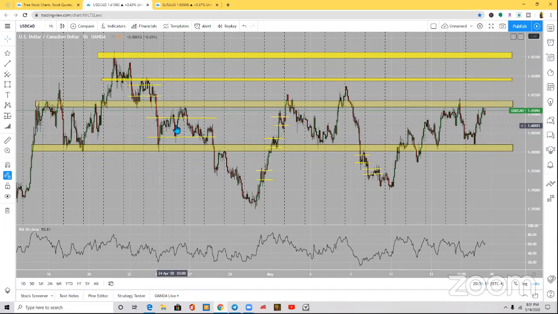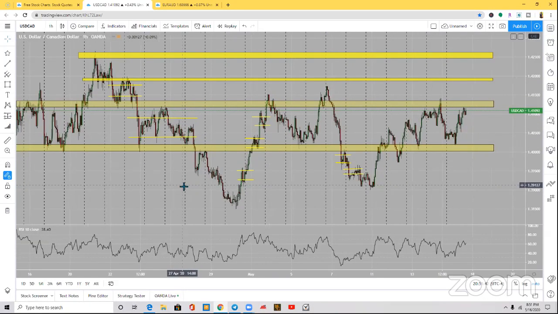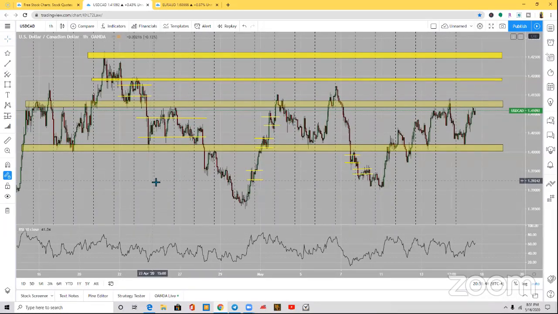Because sometimes when consolidation is extended, like this is 1 day, 2 days, like 2 days and a half of consolidation, it holds back the initial move.